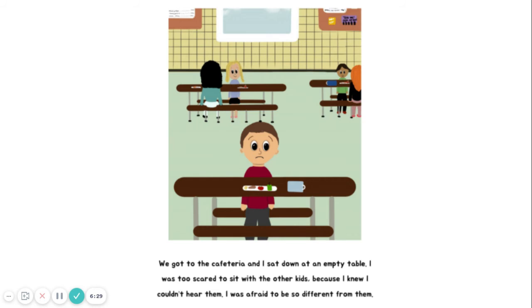We got to the cafeteria and I sat down at an empty table. I was too scared to sit with the other kids because I knew that I couldn't hear them. I was afraid to be so different from them.